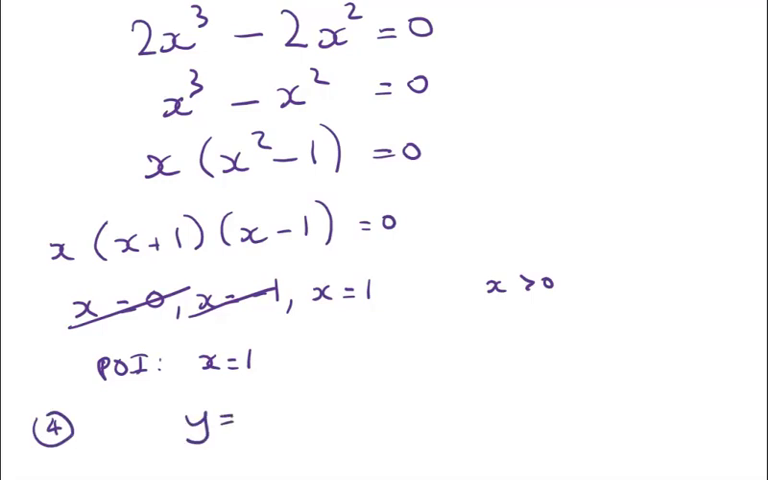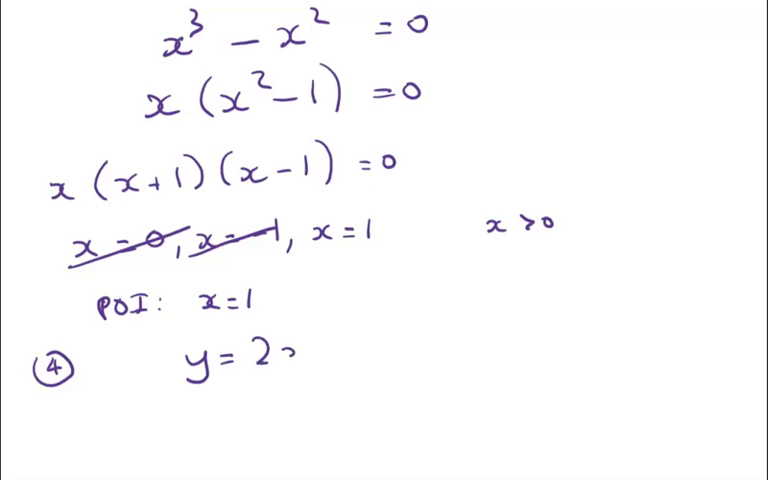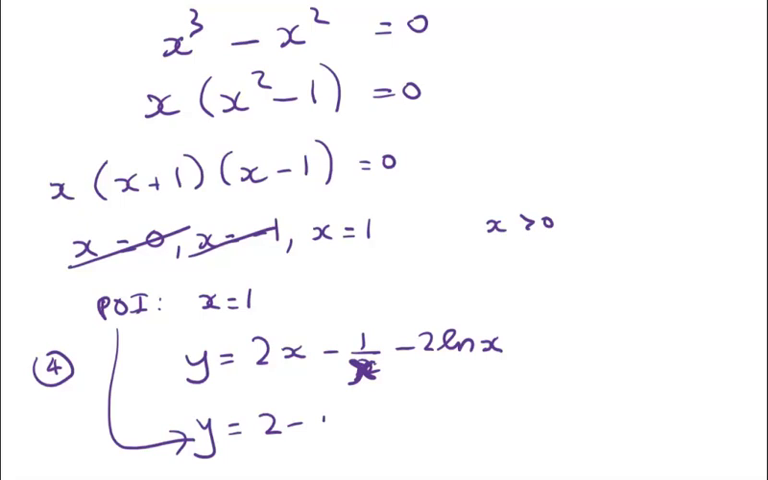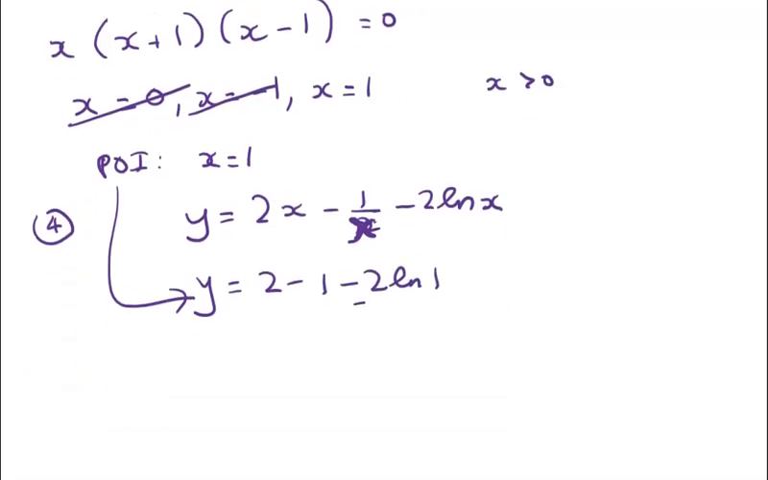So the function is 2x minus 1 over x minus 2 ln of x after I've simplified it, after I've cleaned it up. So here we get y is equal to 2 minus 1 minus 2 times log 1. This is 0, so y is equal to 1. So point P is equal to (1, 1).